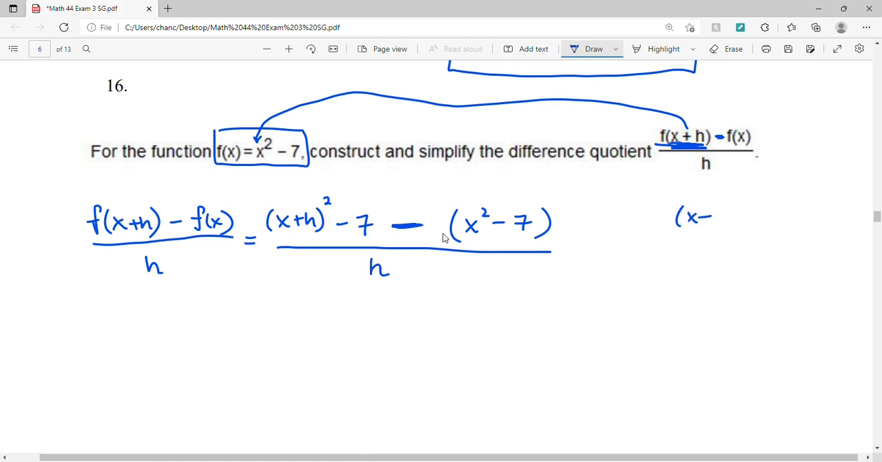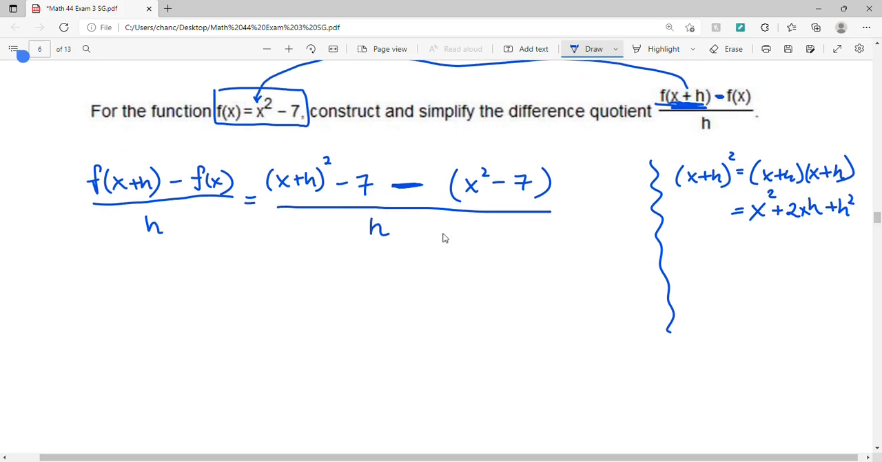Now I'll do the scratch work for x plus h squared. That's going to be x plus h times x plus h. And if you do that work, you should get x squared plus 2xh plus h squared. So this is my scratch work. I did that on the side, fold it out, and now I can simplify my difference quotient.